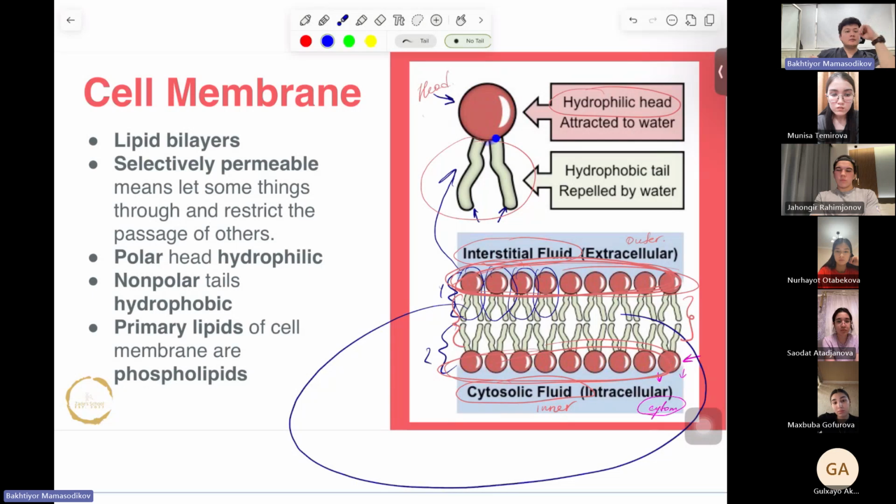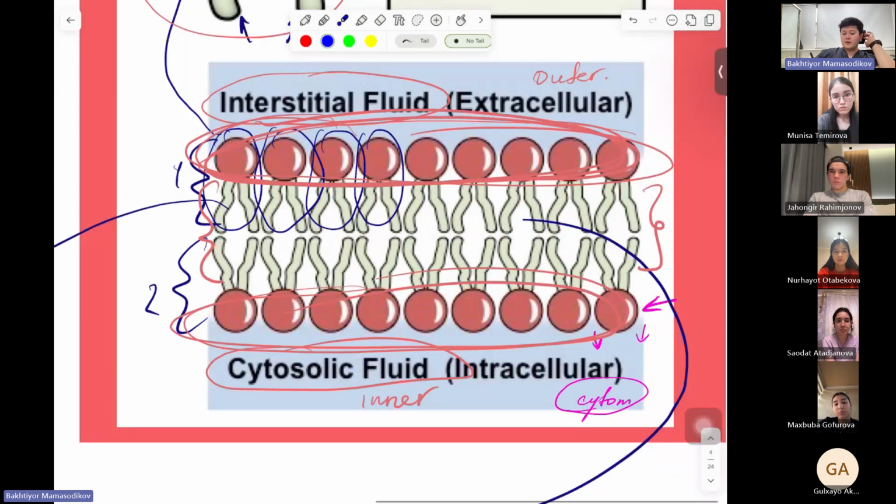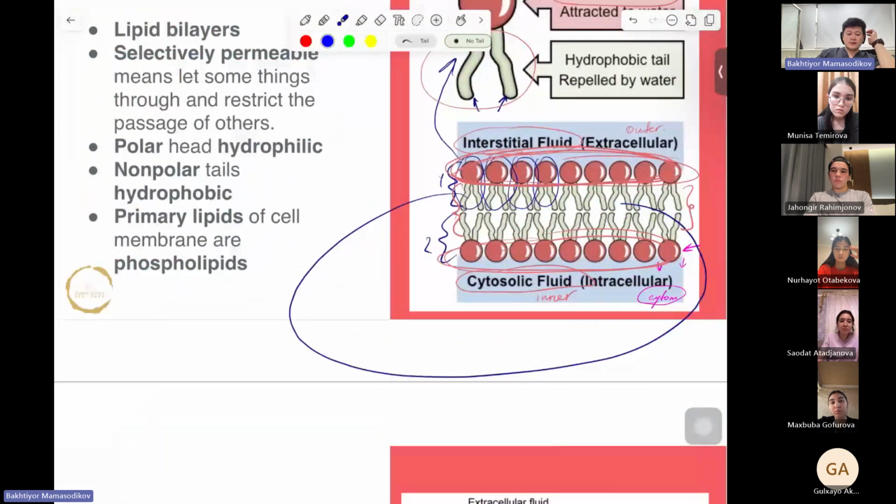Why is the head polar? Why do you think the head is polar? Because if you say this is the south pole, this is the north pole, both of the heads are located on poles. That's why we call it polar. Okay, and the tails are non-polar. Just learn it like this. So non-polar tails are hydrophobic and polar heads are hydrophilic.